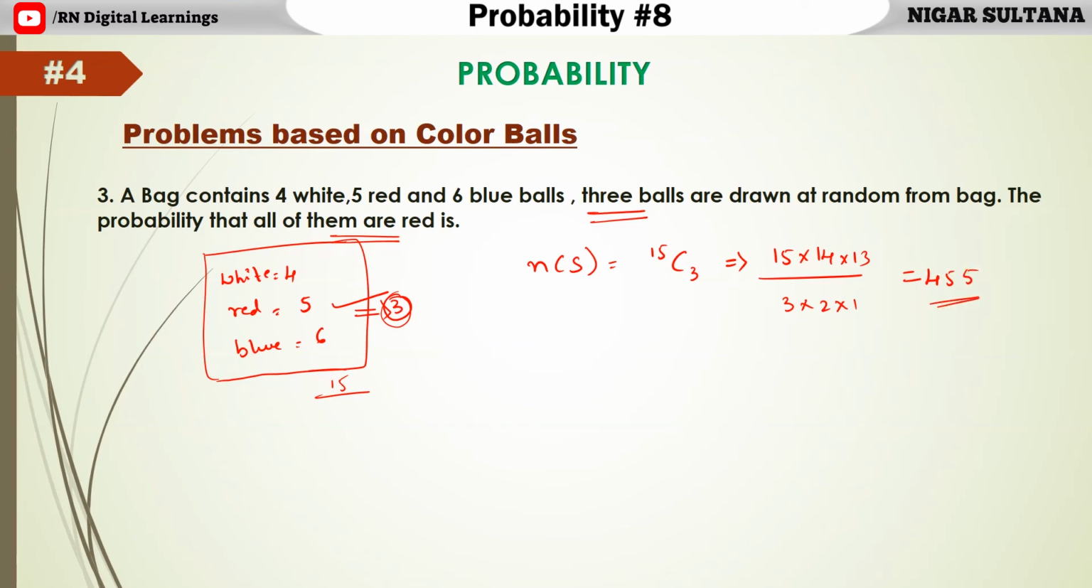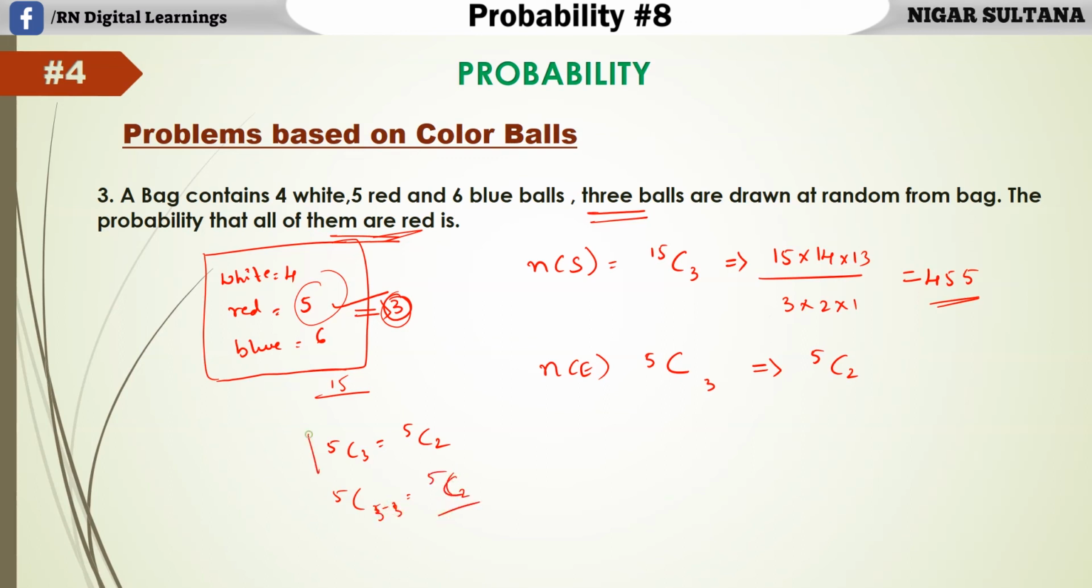Now, I must know what is the number of events. What is the event? 3 balls, all of them should be red. So, how many total number of red we have? 5. Now, how many have to be picked? 3. When I simplify this, 5C3 is equal to 5C2. Already we have learned this: 5 minus 3 we get as 5C2. So always this is equal. Now, how will I expand this? This can be written as 5 into 4 by 2 into 1. So, I will be getting 10.